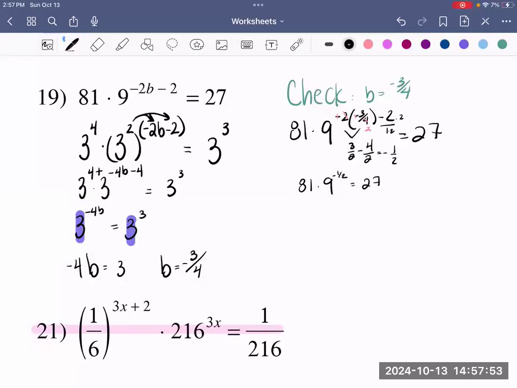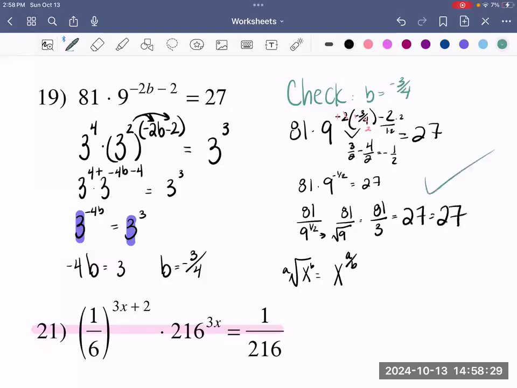So let's keep chipping away at this one. Because it is a fraction and it's negative, let's put this down below. We have 81 over 9 to the positive 1/2, which can be written as 81 over the square root of 9. Because of the square root, if we have the square root of a over b on the inside, we can rewrite it as a fraction, a on top, b on the bottom. So then we have 81 divided by 3. 81 divided by 3 is actually 27, which is equal to 27. So that checks out.